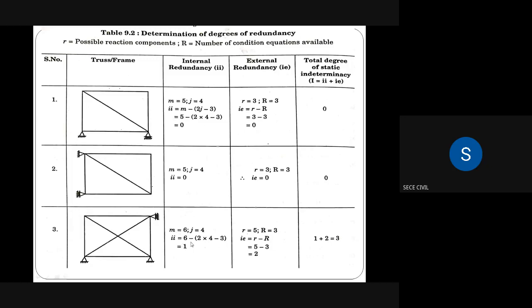So IA is equal to, we know the formula, M minus 2J minus 3. So M is 6, J is 4. So 2 into 4, 8. 8 minus 3, 5. So 6 minus 5, 1. So degree of internal redundancy is 1. Degree of external redundancy is 2. So total degree of static indeterminacy in this figure is 3.